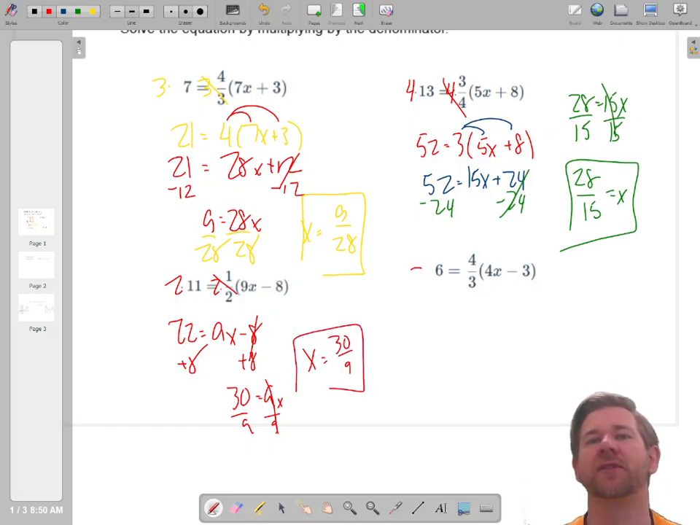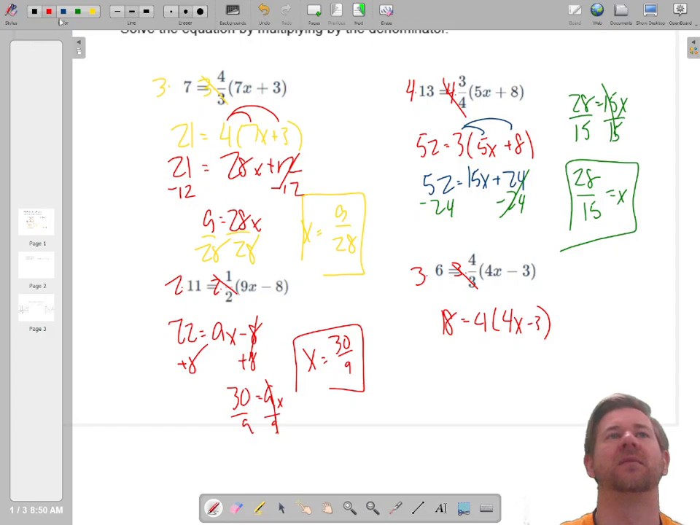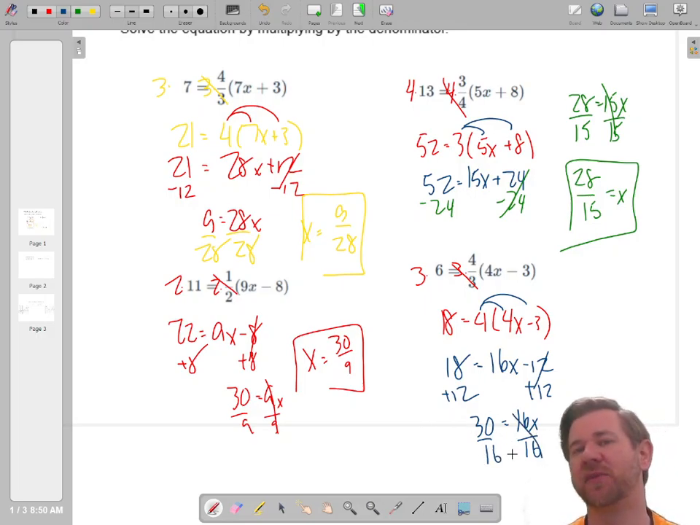And one more, multiply both sides by 3 because the denominator is 3. On the left side, that gives you 18. And in this one, we are going to have to distribute because that 4 sticks around. So I have 16x minus 12. Add 12 to both sides. 30 equals 16x. And then divide. 30 over 16, those are both even, so let's write that as 15 over 8. Okay, you should reduce your fractions.